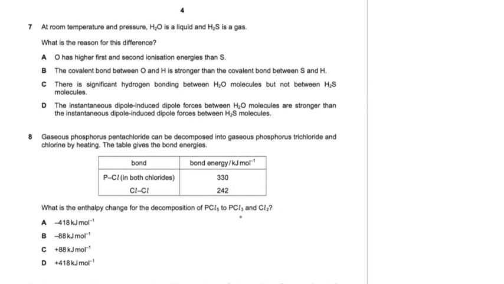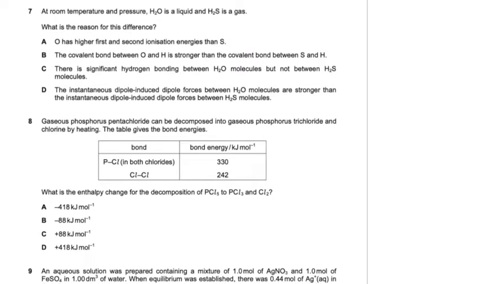Question number 7. At room temperature and pressure, water is a liquid and H2S is a gas. What is the reason for this difference? Which type of forces plays an important role between the different physical states, liquid, solid, and gas? Intermolecular forces play an important role. So if water is a liquid and H2S is a gas, it means that strong intermolecular forces are present in water and weak intermolecular forces are present in H2S.